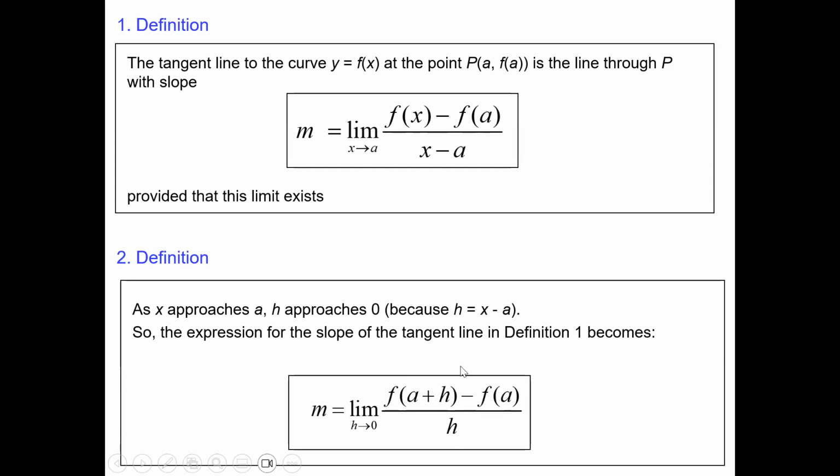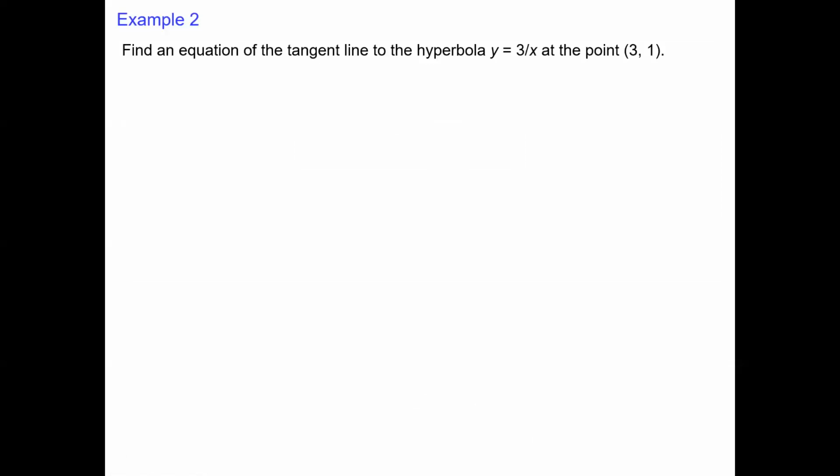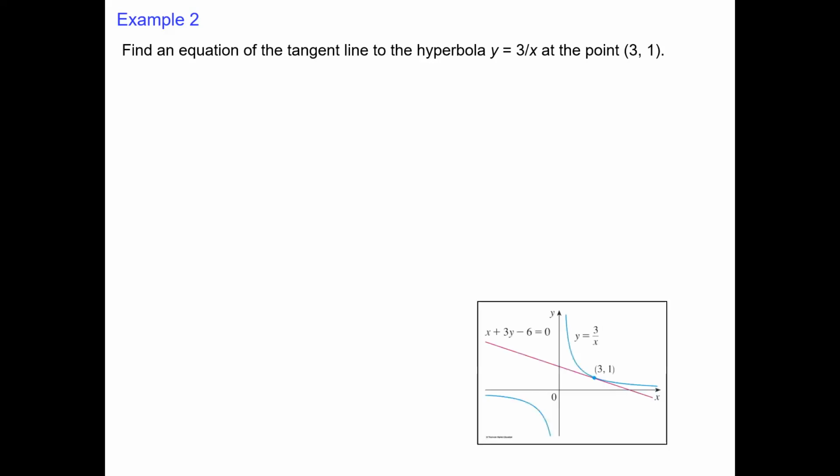Okay? And now we can take a function. Let's practice this. Let's find the equation of the tangent line to the hyperbola 3 over x at the point 1, 3. That's the hyperbola in blue, because this is the function 3 over x, in the first and third quadrants, and the tangent line at the point 1, 3. We have the equation.